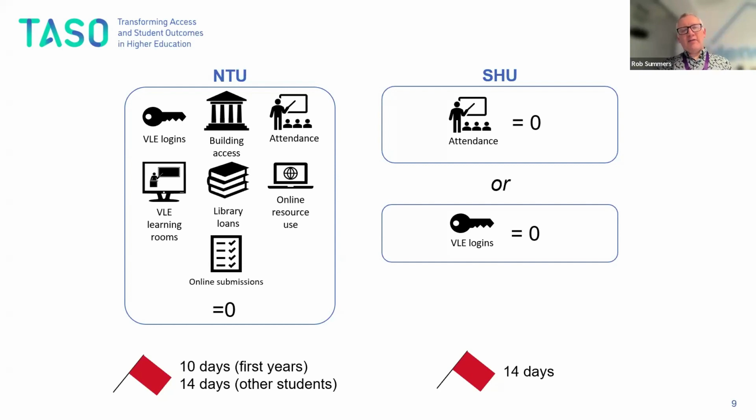At Sheffield, it's slightly different. They use only 2 streams, attendance and logins to their virtual learning environment. And if either one or the other of those are 0 for 14 days, so there's no attendance or there are no logins for 14 days, then that student will be flagged as needing support. Whereas at Nottingham, it's a pure no-engagement intervention. At Sheffield, students who are engaging, but only slightly, or only in one case or the other, could also be flagged for an intervention.